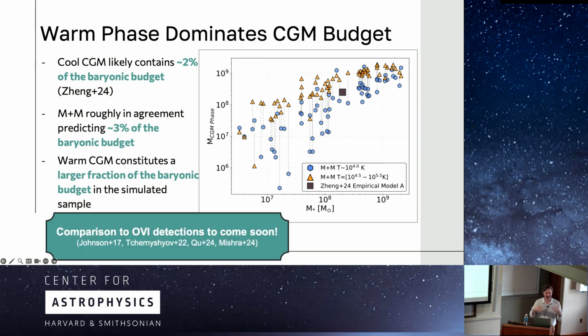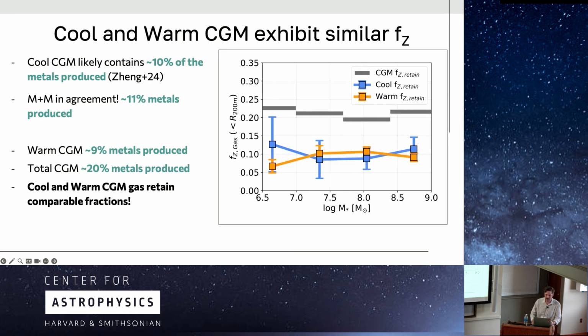And I'll just say that my next project is really focusing on comparing to O6 detections at a slightly higher redshift. So very excited about that. And in the last minute or so, I do also want to point out that in addition to comprising different masses, the cool and warm phase actually exhibit a very similar metal retention rate.